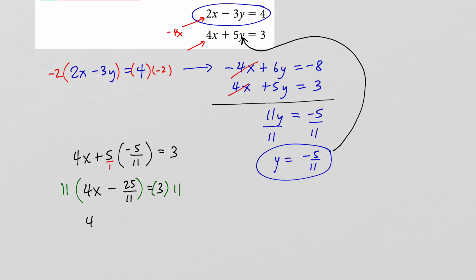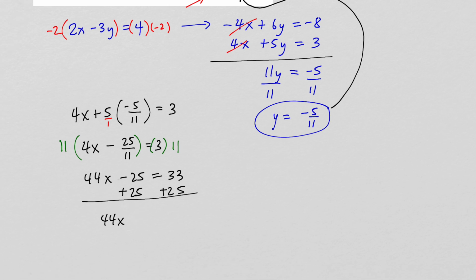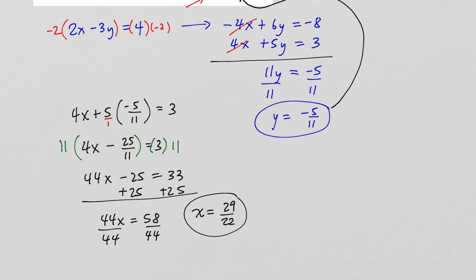And this would end up giving us 44x minus 25 is equal to 33. And then adding 25 to both sides, we end up with 44x is equal to 58. And then dividing both sides by 44, we get x is equal to 58 divided by 44, which is the same as 29 over 22 when you reduce the fraction. So this, of course, would give us a final answer of 29 over 22, negative 5 over 11. And this would be the point of intersection if you graphed these two lines.